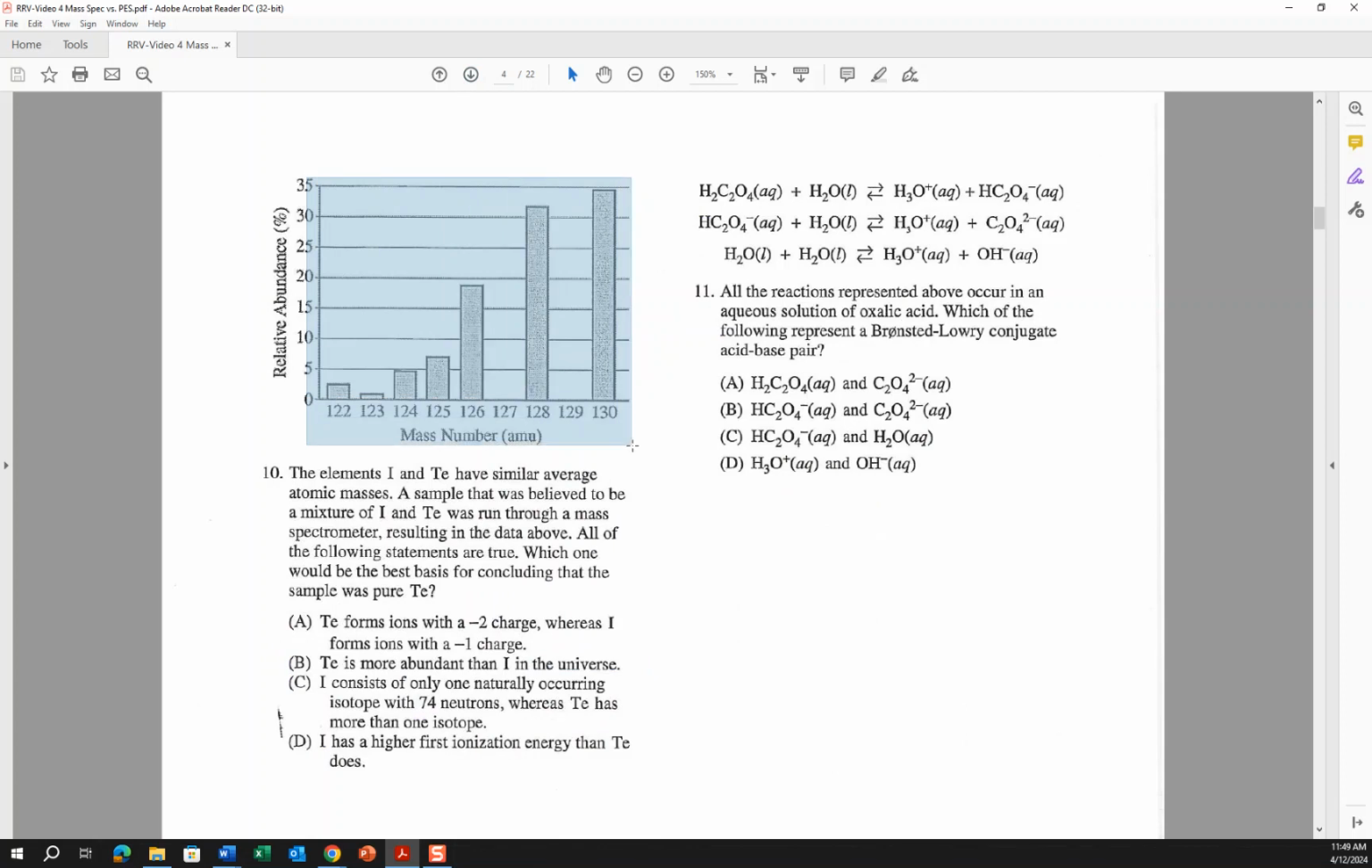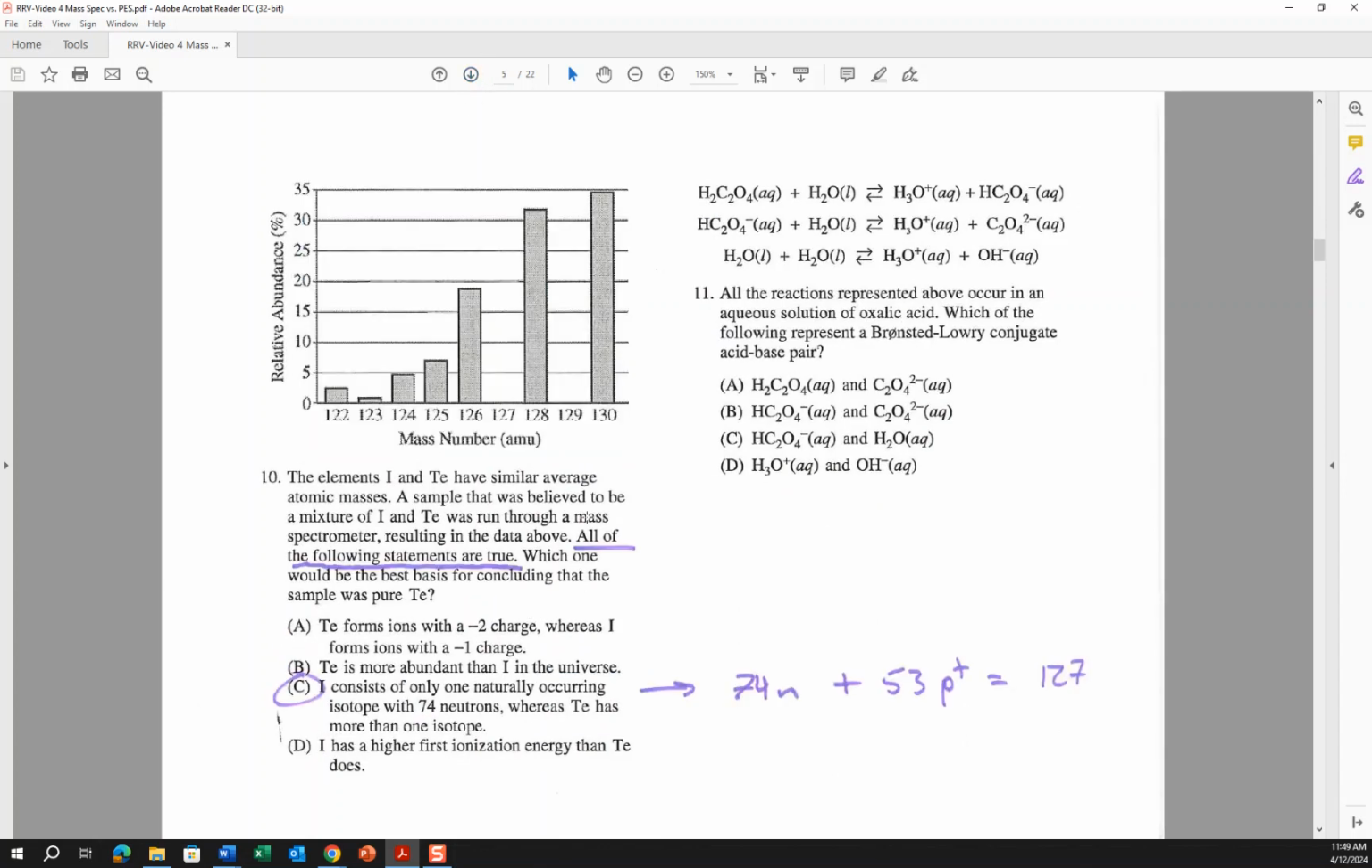So here we have another mass spec readout, and this question's a weird one, so pause it and read it to really understand what's going on here. But notice they say all the statements below here are true, and they're asking which one of these statements would tell you that this readout is actually not a mixture of beryllium and iodine, it's just pure beryllium.